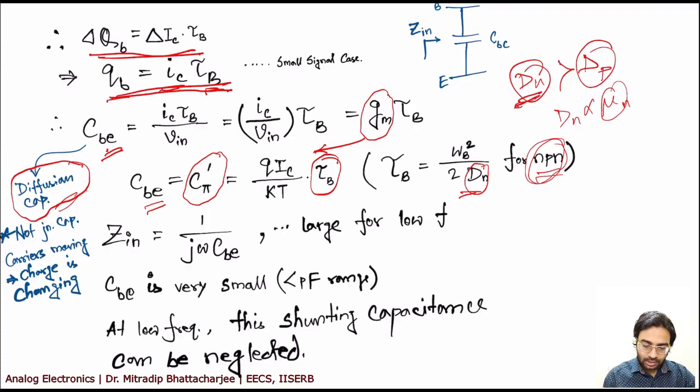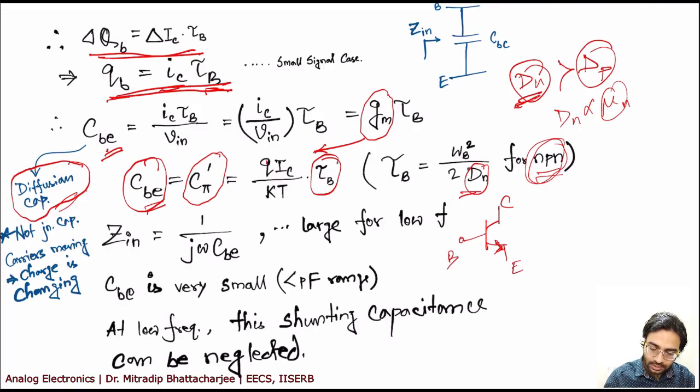So what I was saying is, you got the value of CBE to be Q IC by KT into tau B. So you got the diffusion capacitance. Now if you look at, this is at the input side, right? B means base emitter. Base emitter is at the input side. If you look at this, this is collector, this is emitter, this is base. So BE is your input side. This is where you put your Vin, right? So it is at the input side.